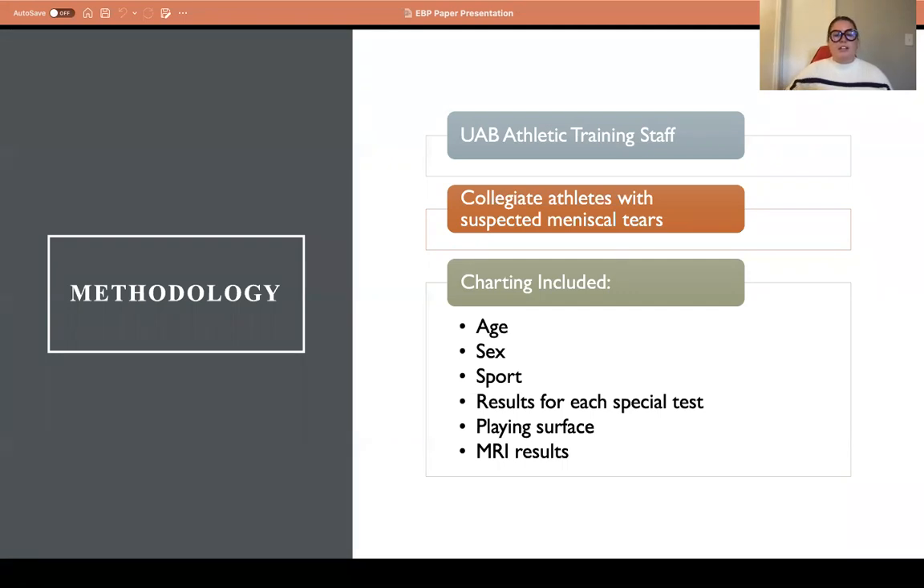It was collegiate athletes with a suspected meniscal tear or an acute knee injury. I put out a folder with an Excel sheet in the clinic, and it included the age, sex, sport, results for each special test, the playing surface, and the actual MRI results, so that whenever the athletic trainers had an athlete come in and they knew they were about to do a knee evaluation, if I wasn't present, they could just jot down their findings on the chart, and I would look at it whenever I got back to the clinic.